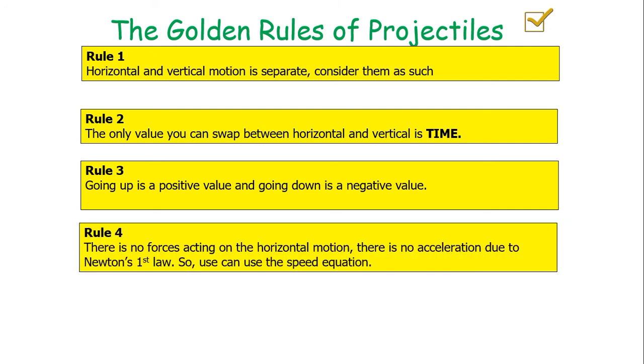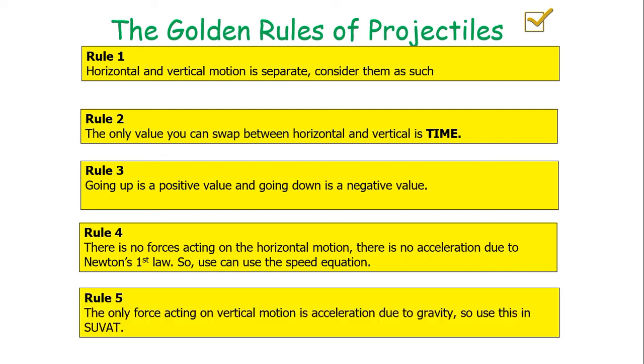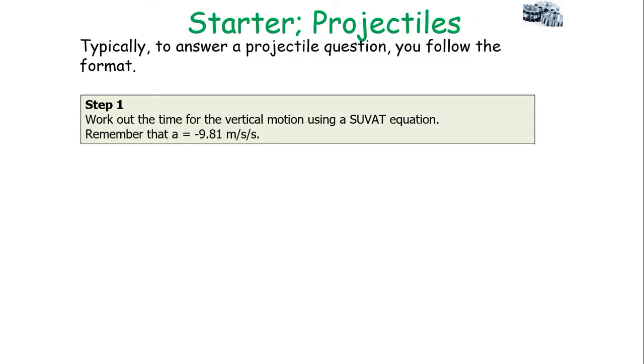Rule number 4, there are no forces acting in the horizontal motion, so there's no acceleration due to Newton's first law, so only the speed equation can be used. Then finally, the only force acting on the vertical motion is acceleration due to gravity, so use that in your SUVAT equations. So how would you answer a projectile question?